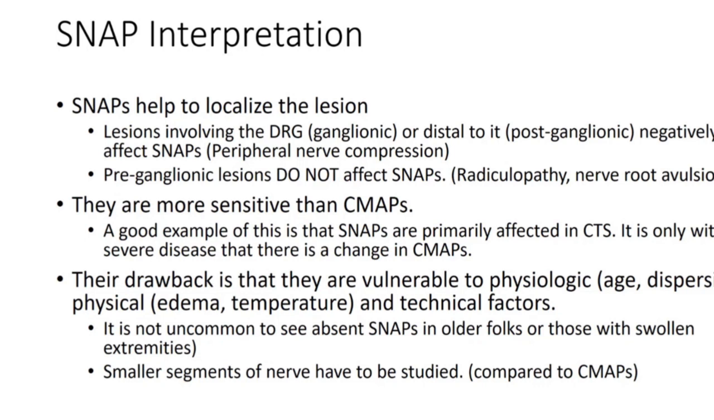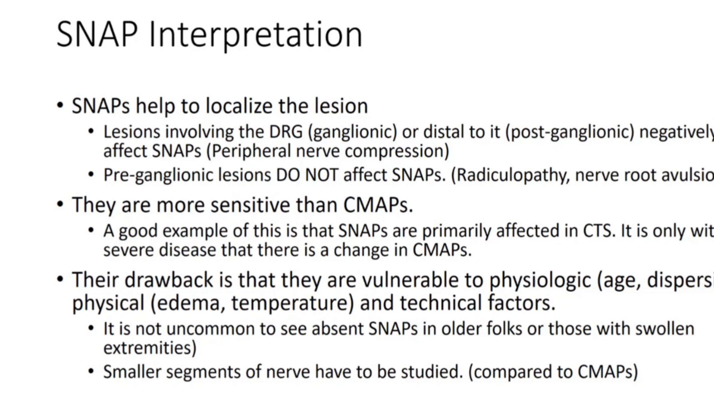To give a good example of this, carpal tunnel syndrome is a lesion that is distal to the dorsal root ganglion. A nerve root avulsion is proximal. So nerve root avulsion is preganglionic; carpal tunnel or brachial plexopathy is postganglionic. SNAPs will be normal with preganglionic lesions. SNAPs are abnormal with lesions that are postganglionic or that affect the dorsal root ganglion. They're also more sensitive than CMAPs.